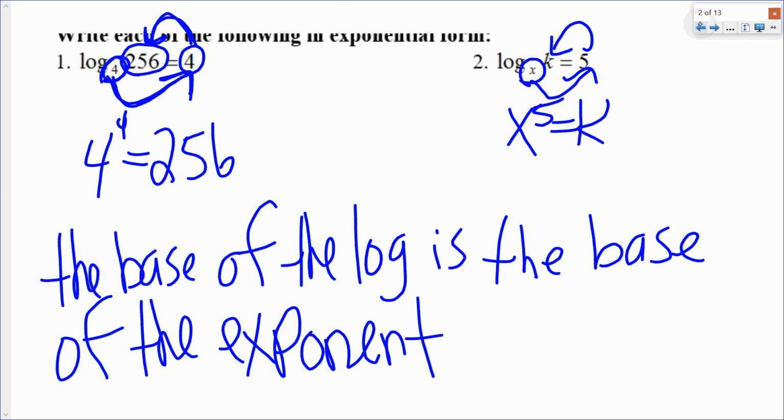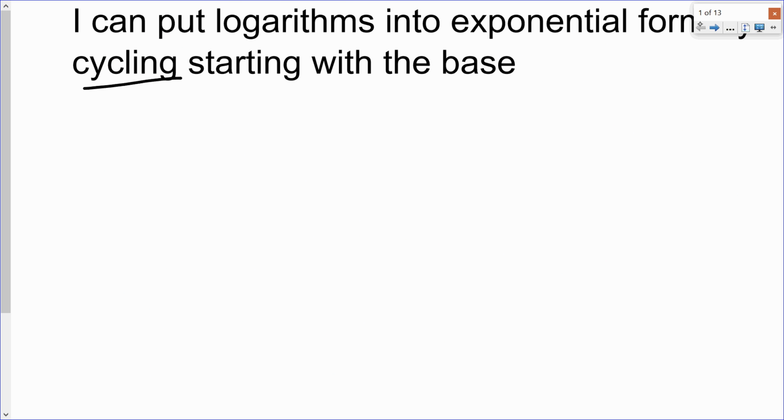So again, I can put logarithms into exponential form by cycling, starting with the base. The base of the exponent is the base of the log. So going the other direction, that's your key. The base of the exponent is the base of the log.